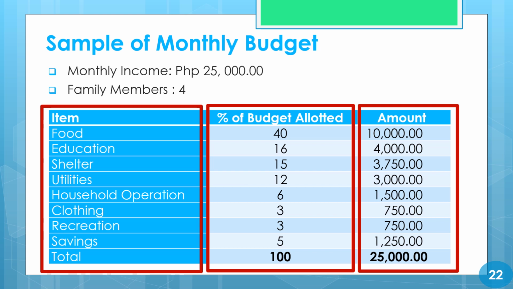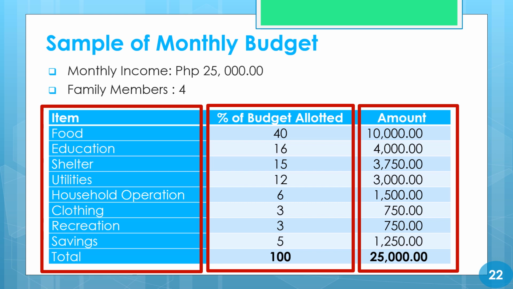Look at how basic needs like food, education, shelter, and utilities are allocated. They were allotted a big amount or percentage since they are fixed expenses. Household operation, clothing, and recreation were given a small percentage since they are all flexible expenses, meaning they may increase and decrease depending on the available income. Different families have different needs and values. The amount allocated for every item may vary depending on these needs and values.